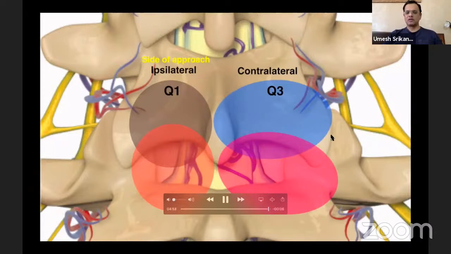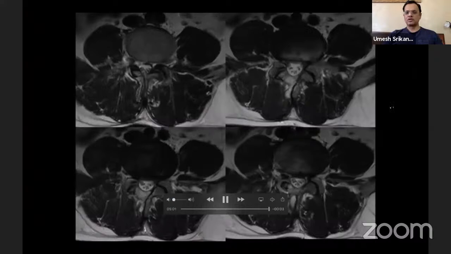And so this is how a postoperative MRI is going to look, after ipsilateral and contralateral decompression.